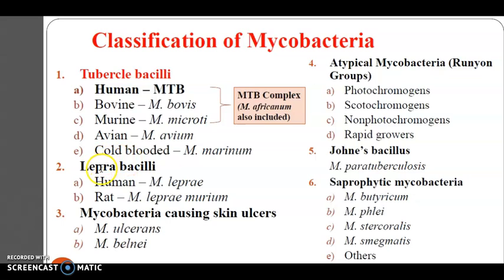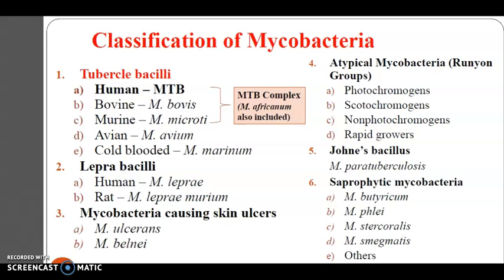And the second group is the leprae bacilli, which is causing leprosy in humans, and it is caused by the Mycobacterium leprae. And in rat, it is caused by Mycobacterium lepraemurium. The mycobacteria causing skin ulcers include Mycobacterium ulcerans, Mycobacterium balnei. And the other group is the atypical mycobacteria, or the Runyon group.